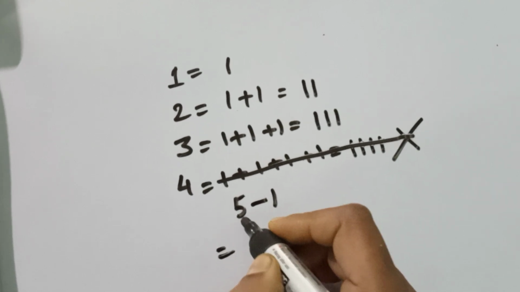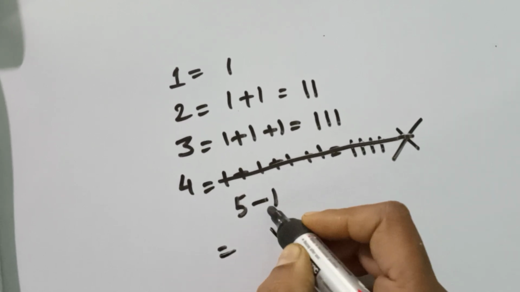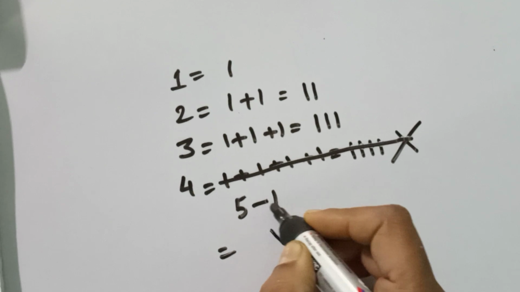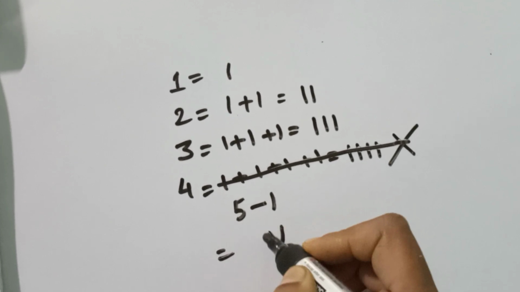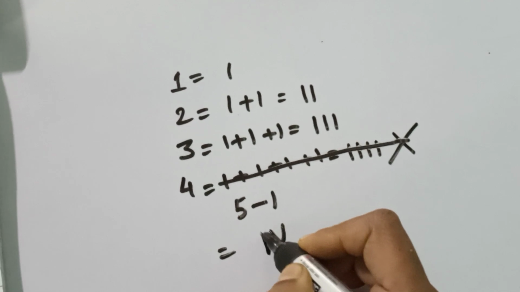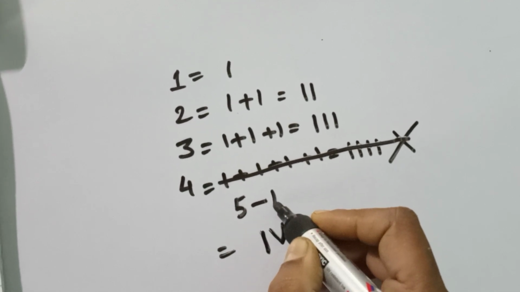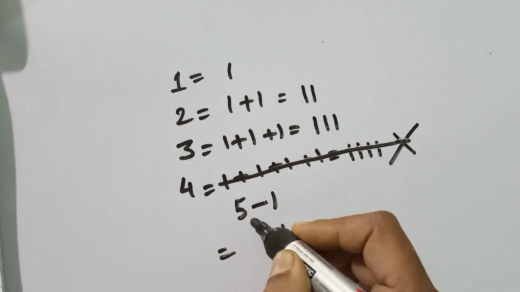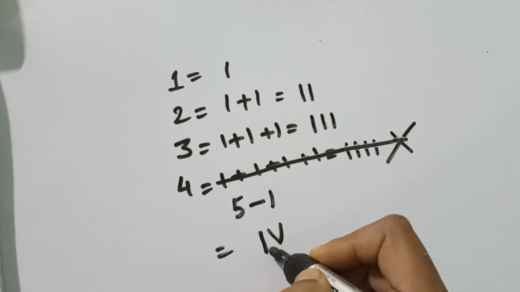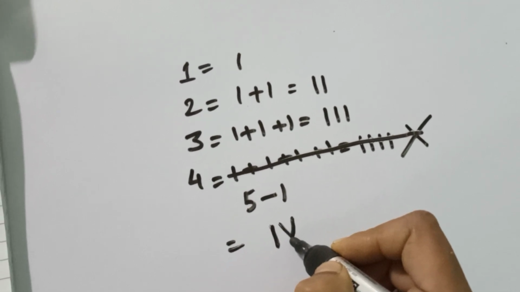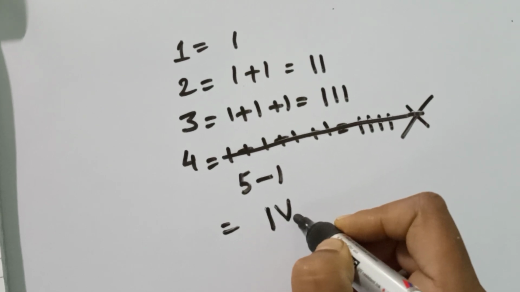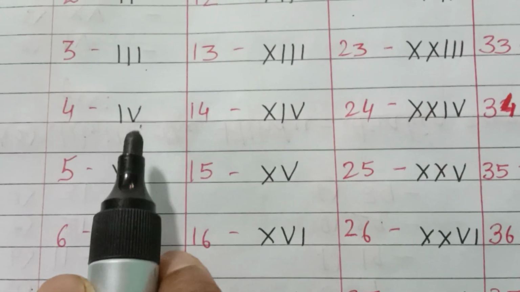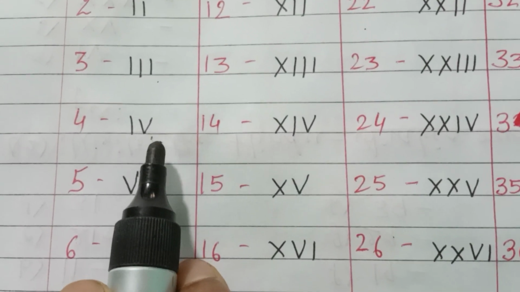Now the symbol for 5 is V. As you are subtracting this 1, you will write this 1 before this 5. Okay? Because when we write it before, it means you are subtracting. So you will write 1 before 5, that is IV. So 4 we will write in this way, IV. Clear? So you will write here 4 is IV. I hope it is clear.